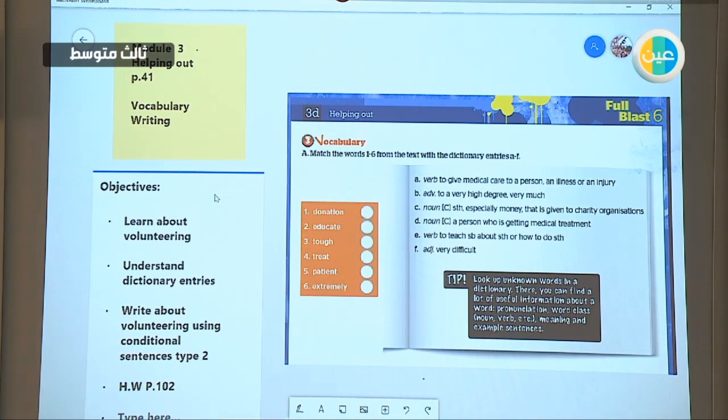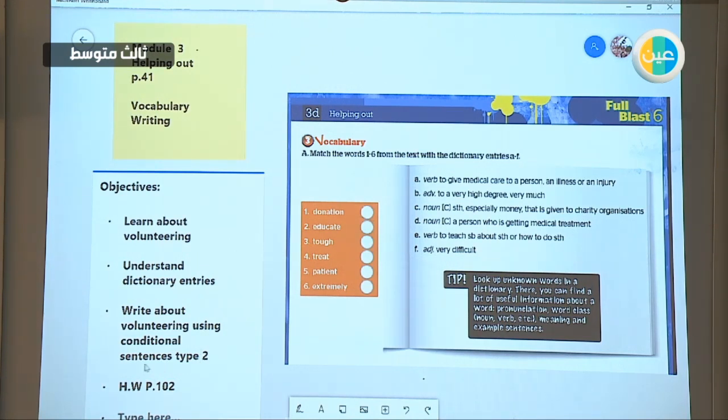Our objectives for today's lesson are learning about volunteering, understanding dictionary entries, and learning how to get the definition of a word from a dictionary entry. We're going to write about volunteering using conditional sentences type 2.